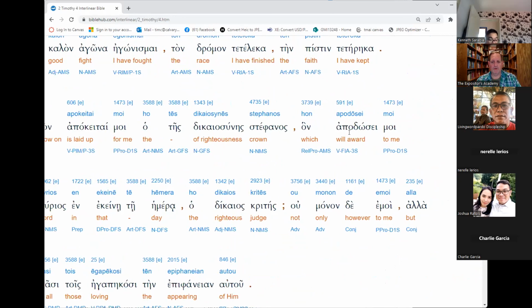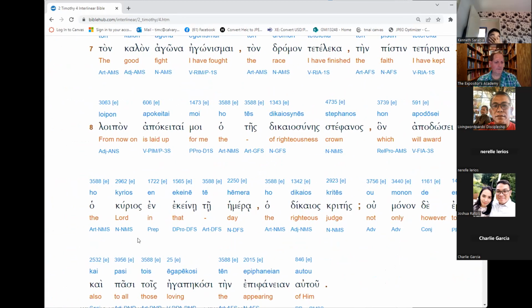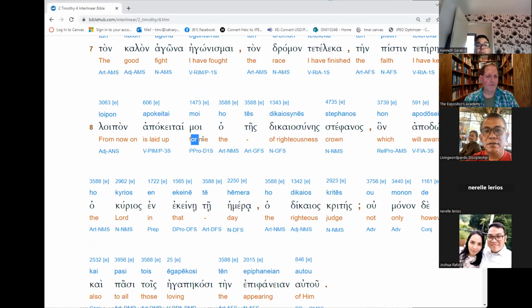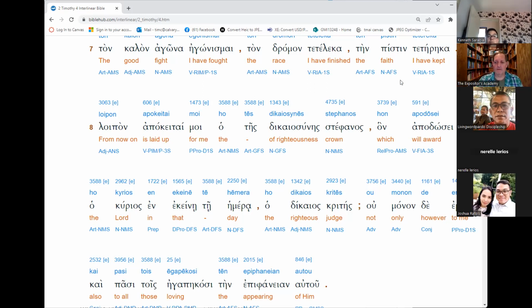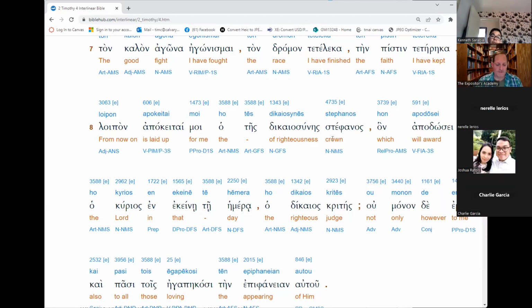Okay, he says, which will award to me. Oh, I missed it. Oh, here it is. There, from now on, is laid up for me the crown. Now, notice here, actually, something does pop out. That's a little different than what we understood before. Notice here, "is laid up for me the crown" tells us the crown here is actually the subject, not the object.